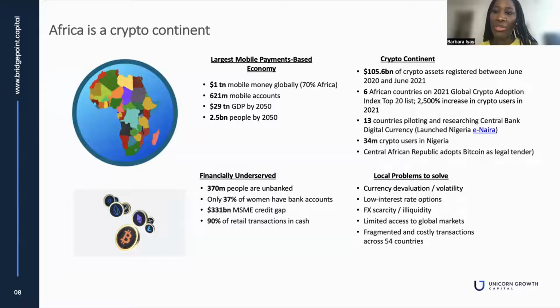In Africa, there's a huge amount of volatility with local currencies. And so the average person does not want to hold local currency. They would rather own Bitcoin or stablecoin or any other store of value than the local currency. There's still very low interest rate options out there, so anything that can give them higher yields is a plus. FX controls is a big problem, and crypto solves that, right?